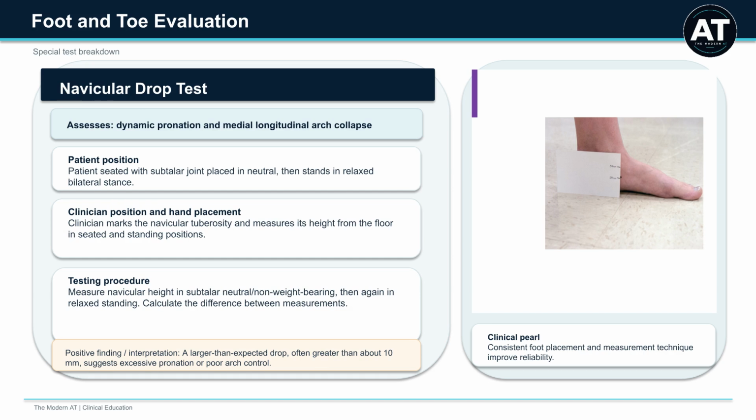The navicular drop test assesses dynamic pronation and medial arch collapse. Start with the patient seated and the subtalar joint placed in neutral. Mark the navicular tuberosity and measure its height from the floor. Then have the patient stand in relaxed bilateral stance and measure the navicular height again. The difference between seated and standing measurements is the navicular drop. A larger than expected drop, often described as greater than about 10 millimeters, may suggest excessive pronation or reduced arch control. Consistent foot placement and measurement technique are essential.